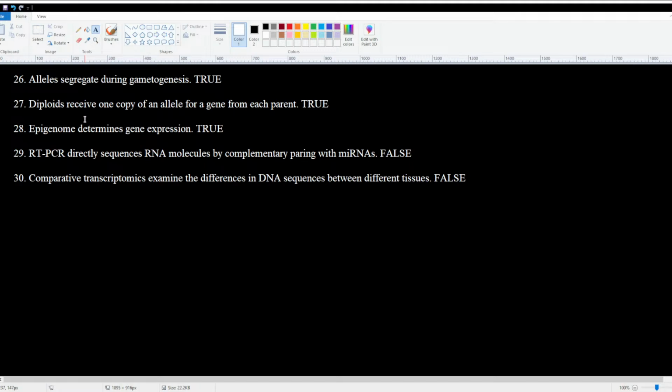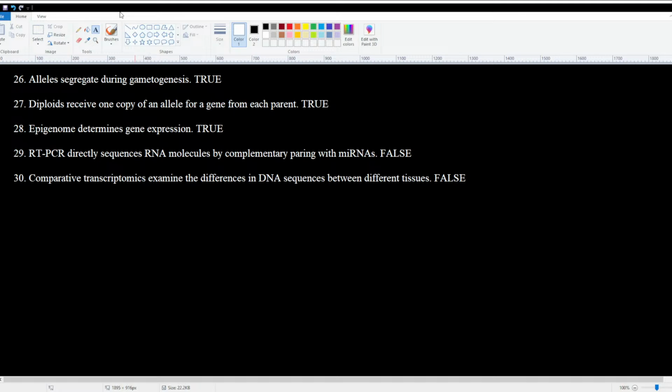Number 29, reverse transcription polymerase chain reaction directly sequences RNA molecules by complementary pairing with microRNAs. That is false. There's a complementary pairing with cDNAs, not microRNAs, right? So reverse transcription, always remember we're going from RNA to DNA, when normally it would be DNA to RNA, right? But since we're going in reverse, it is the reverse of that.